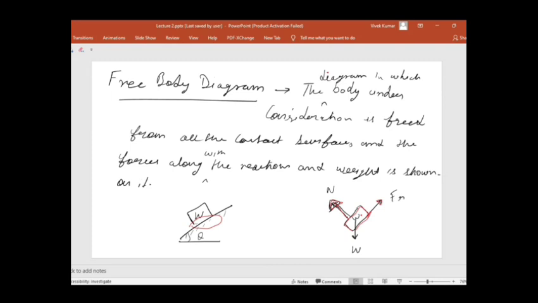If all these forces are shown on a body, then this diagram is known as free body diagram of this block, right? What you have to do, you have to make the body free from all the other connecting surfaces or contact surfaces, and you have to show all the forces that are acting on the body along with weight and reaction forces. Is it clear? Then that diagram is known as free body diagram.